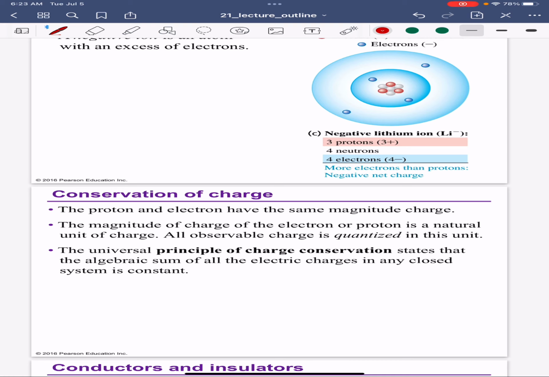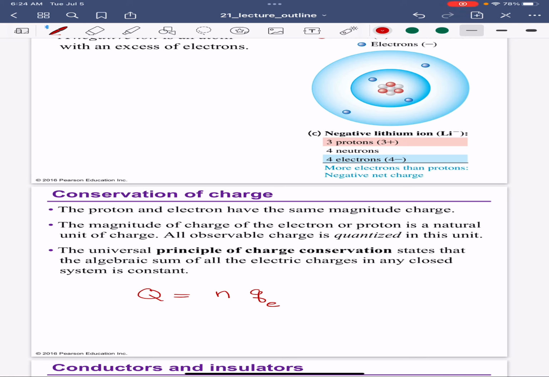Now we know that the electron and the proton have the same electric charge, and the magnitude of charge of the electron or proton is a natural unit of charge. That means any charge in the universe, let's say Q, is going to be n times the electron charge. It's a multiple of the electronic charge. And the smallest charge that exists in nature is the electronic charge.